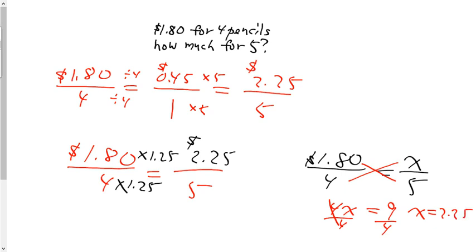No matter which way they chose, unit rate, multiply divide, or proportional reasoning, they got the answer that 5 pencils would cost you $2.25. 1 point for any kind of work, and 1 point for the correct answer.